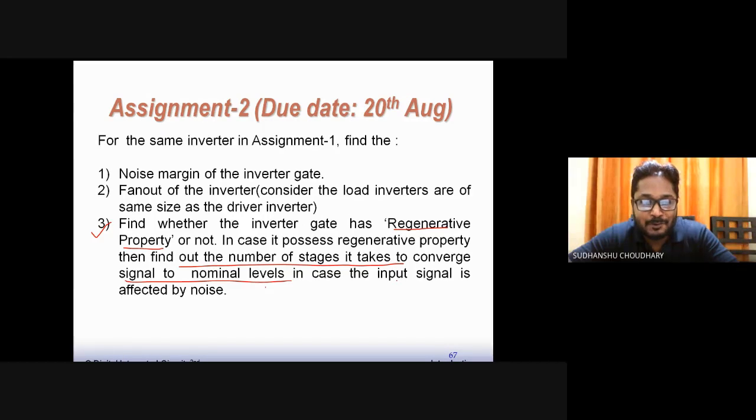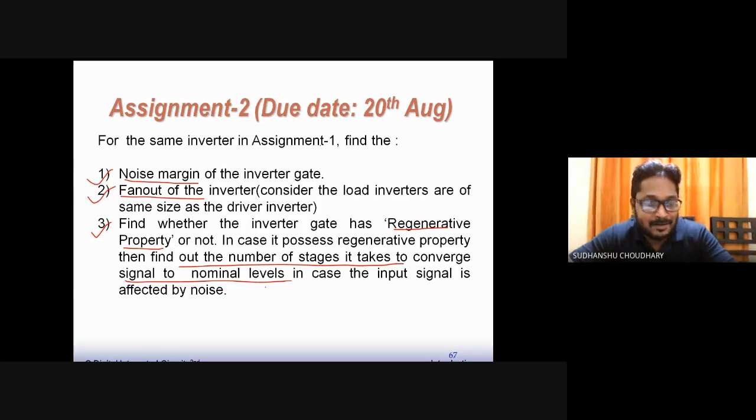What you have to do here is connect 4 or 5 inverter gates in series. Let's say you want to apply 0; don't apply 0, instead apply maybe 1.5 volts or 2 volts, so that your input is affected by noise. Then see whether the actual 0 level is obtained after passing through a certain number of stages or not. That is how you will find whether your gate has regenerative property or not. So the fan out of the inverter, the noise margin, and regenerative property: 3 things you have to find here.